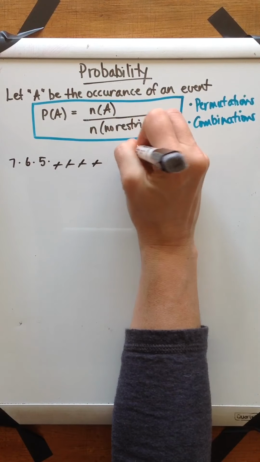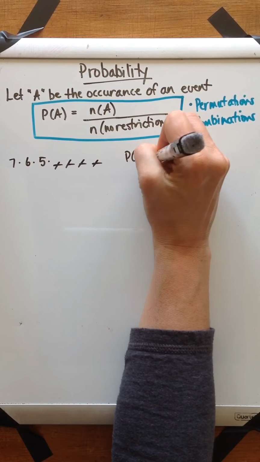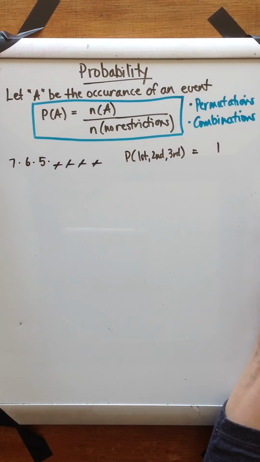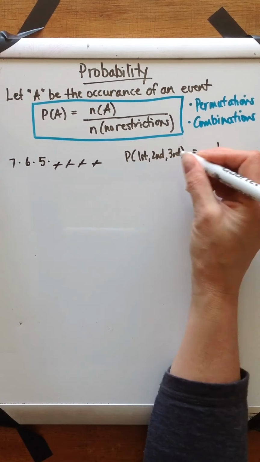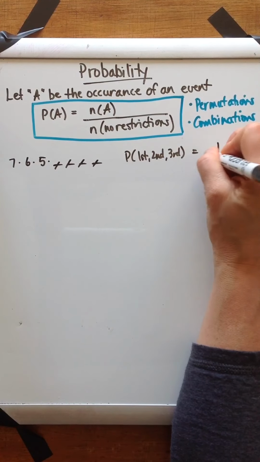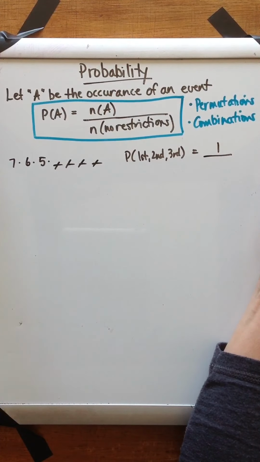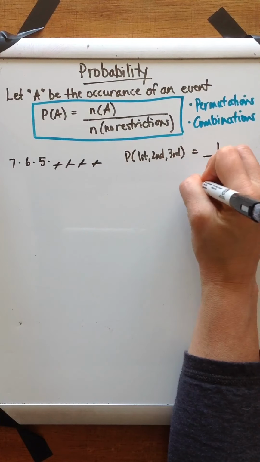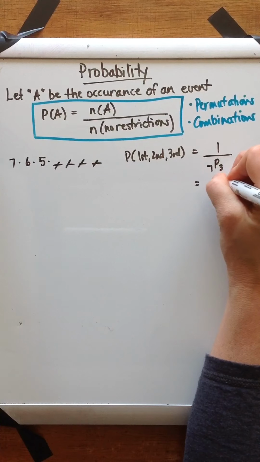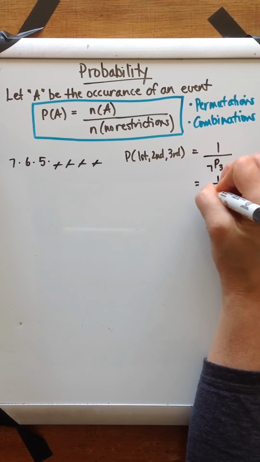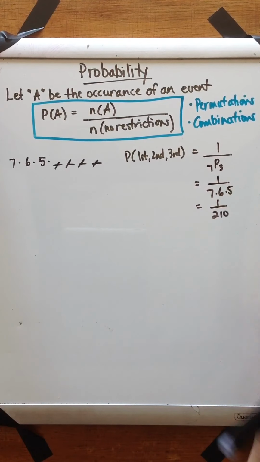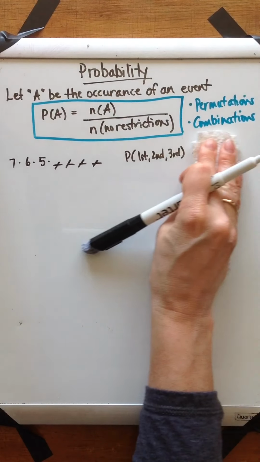Again, the probability of first, second, and third. Well, there's only one way that can happen. Only one person can be first, only one person can be second, only one person can ultimately be third. But what if there are no restrictions in how you arrange those? Well, the only change would be we would have our no restrictions as a permutation written this way, or as 7 times 6 times 5, or 1 210th. Okay. Now let's go to combinations.